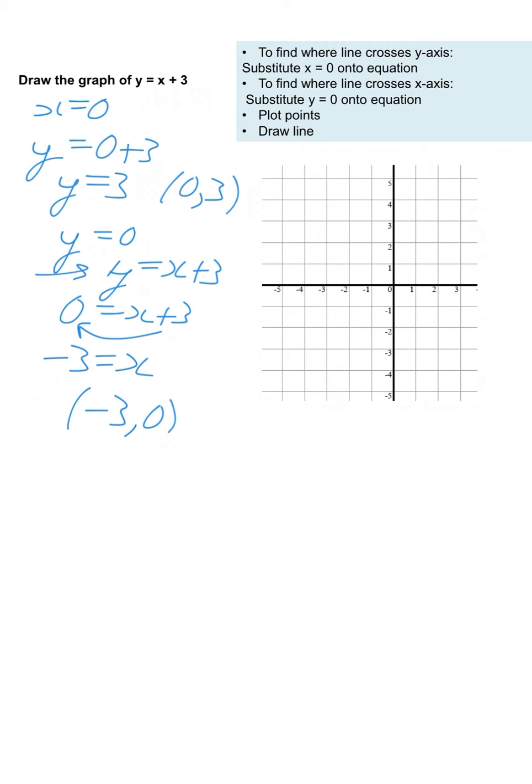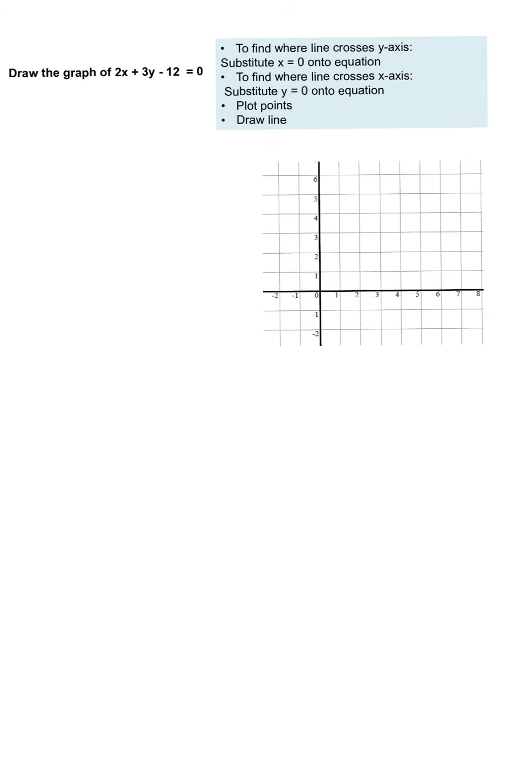Next step, we need to plot the points. So (0, 3) is here, and (-3, 0) is here. Then all we need to do is draw a line. Make sure you always use a ruler for this, and I'm just going to connect the dots using the ruler. And there's my line. You can see I followed through a bit on either side, and that's okay.